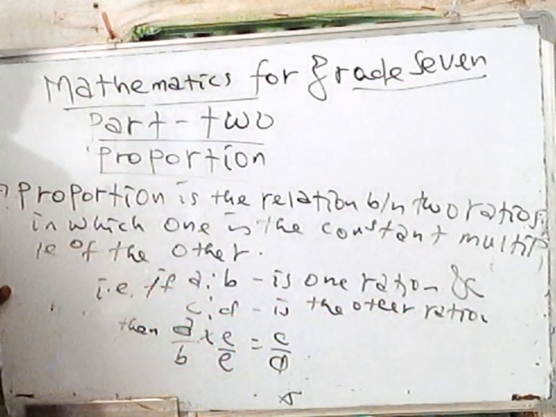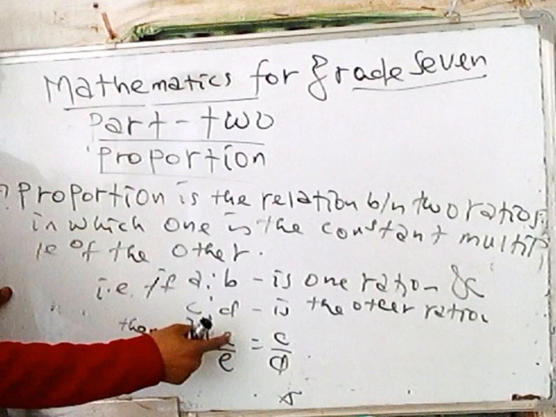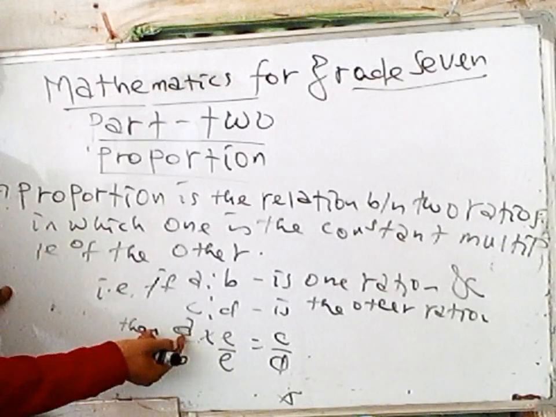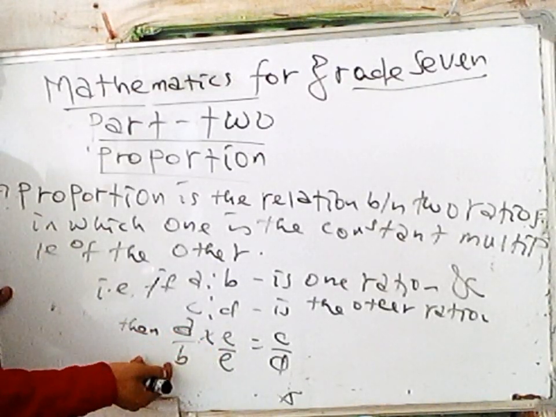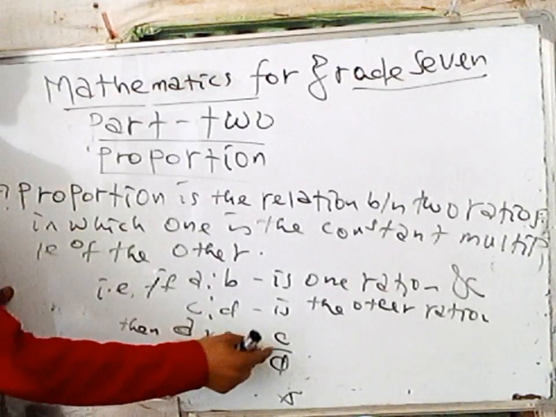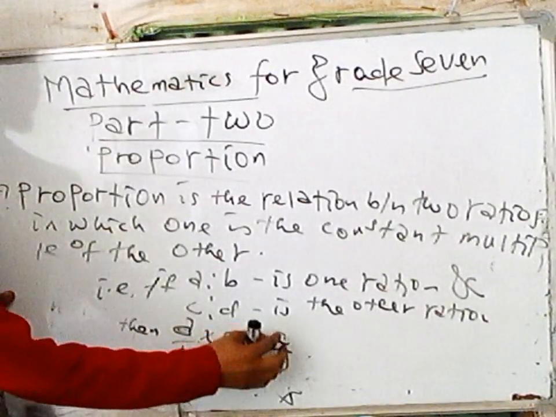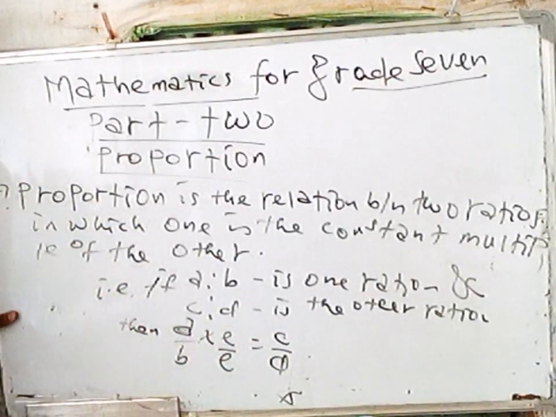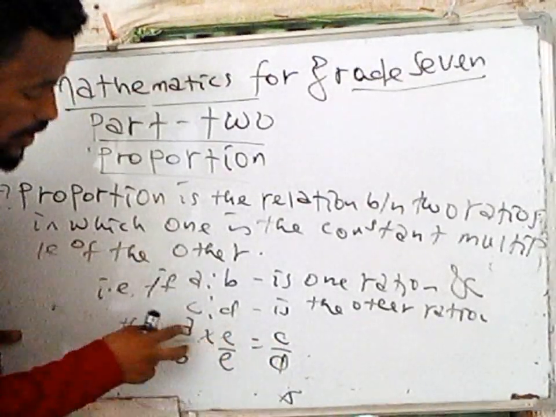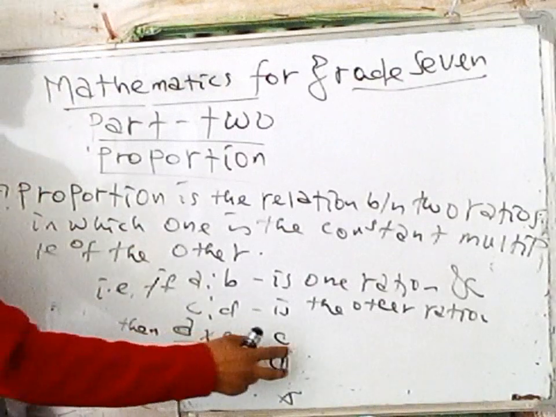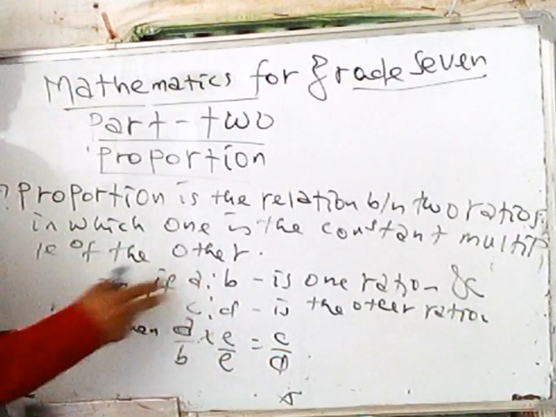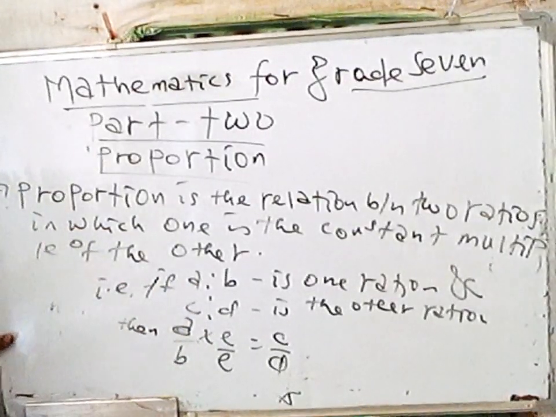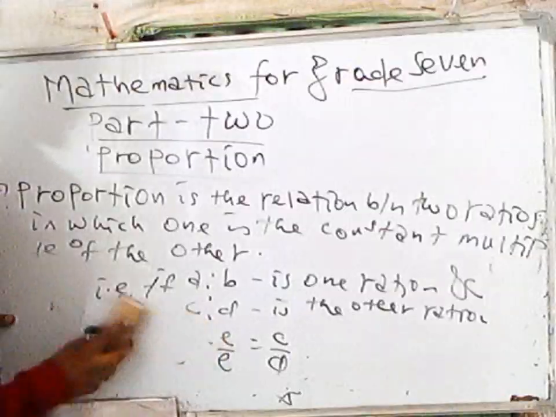the other ratio, then a over b multiplied by the constant factor e over e, that means the same number, multiplying the numerator by e and the denominator by e, gives us what? c over d. Then c over d is the constant multiple of a over b, because we multiplied by a constant value. So c over d and a over b are proportional.